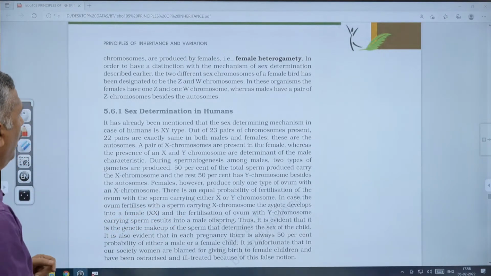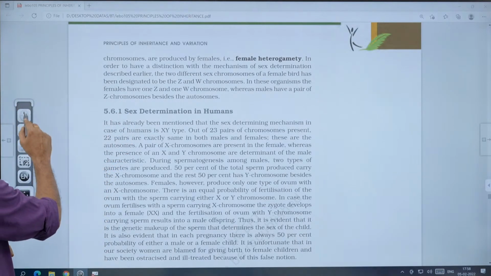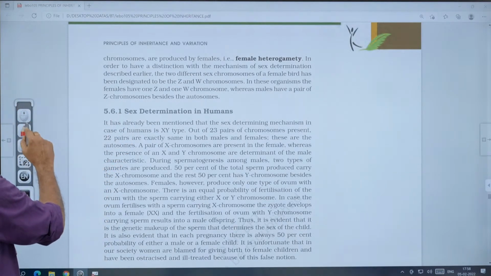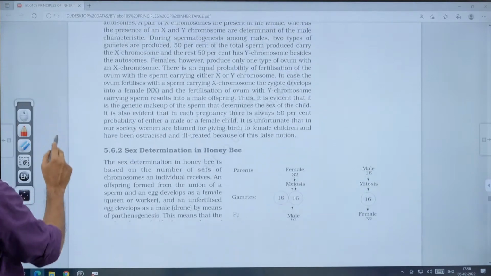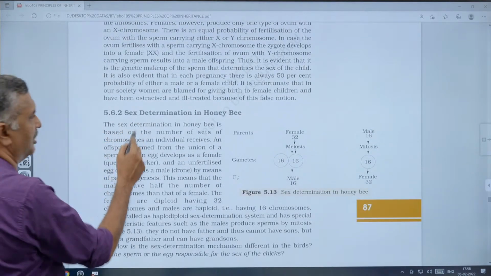Okay, so that is sex determination in humans, which is very common. Then another feature in the case of sex determination is a special type of sex determination in honeybees.